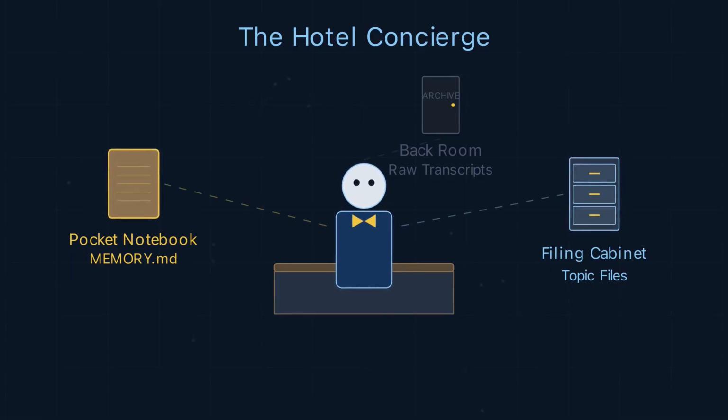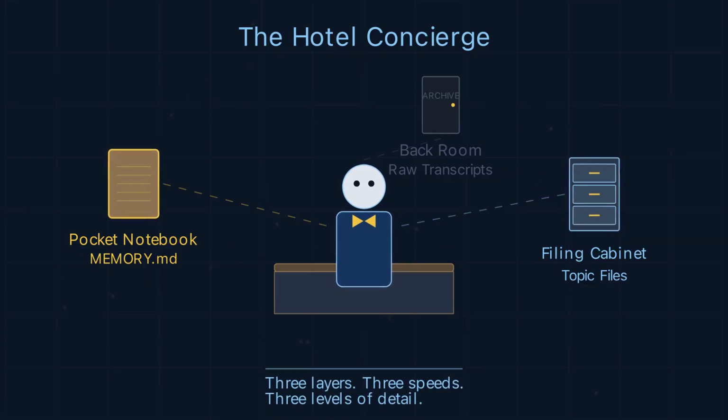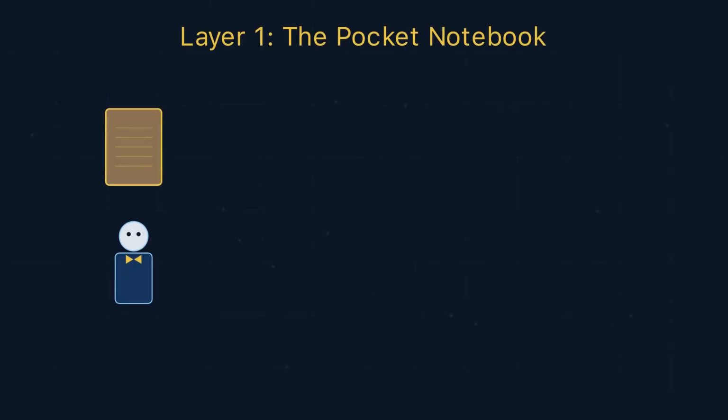3 layers. Pocket notebook. Filing cabinet. Security footage. Each serves a different purpose, at a different speed, with a different level of detail. This is exactly the architecture we need for AI agent memory. The Pocket Notebook is MEMORY.md.